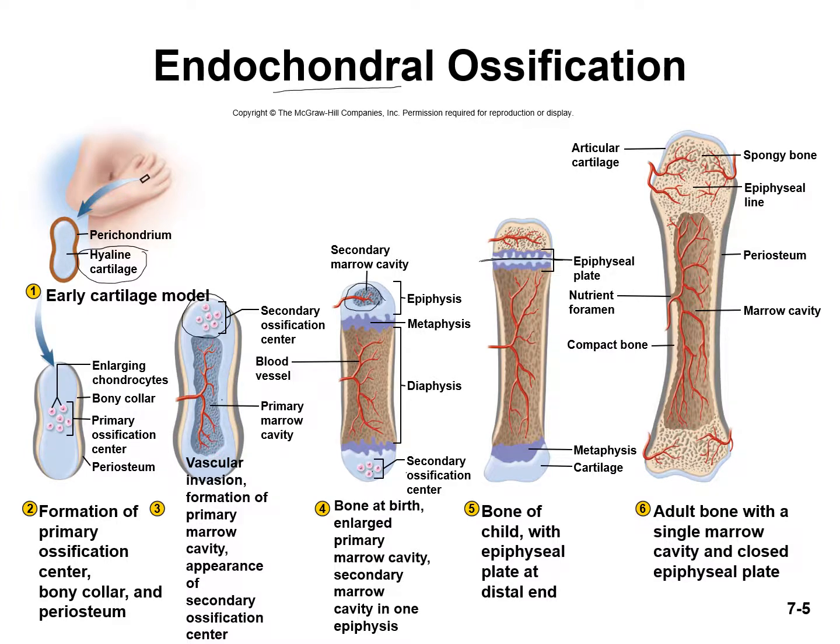And then finally, we have the adult bone with a single marrow cavity and a closed epiphyseal plate, which is known as an epiphyseal line. So we still see this vestige of where we had this growth in length occurring. So that is endochondral ossification, and again, that's going to be responsible for the formation of all of our bones aside from the flat bones.